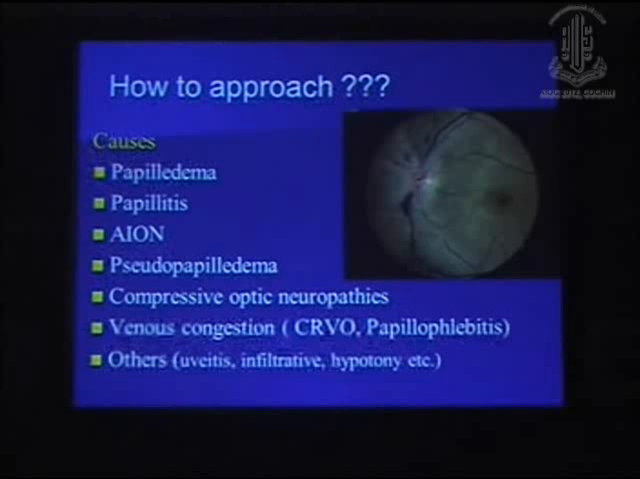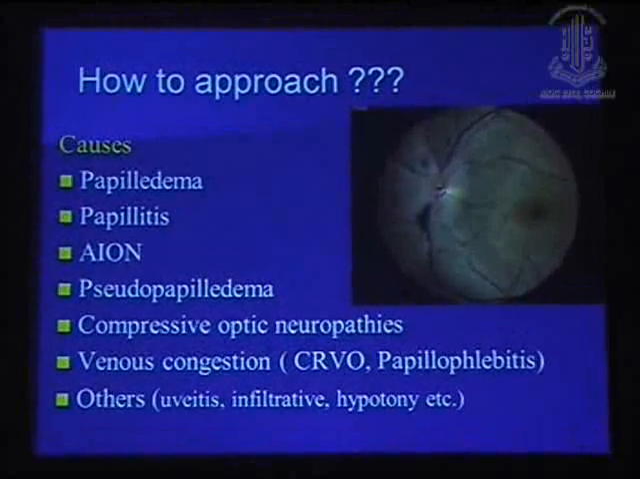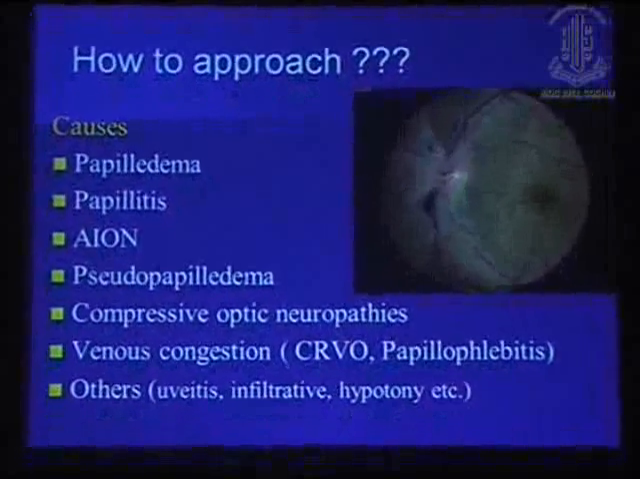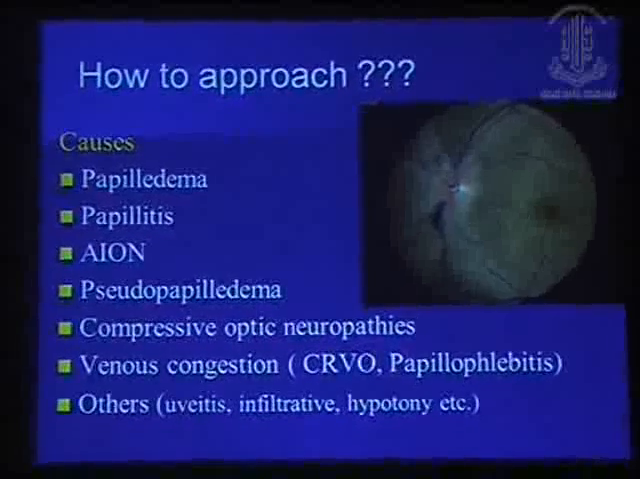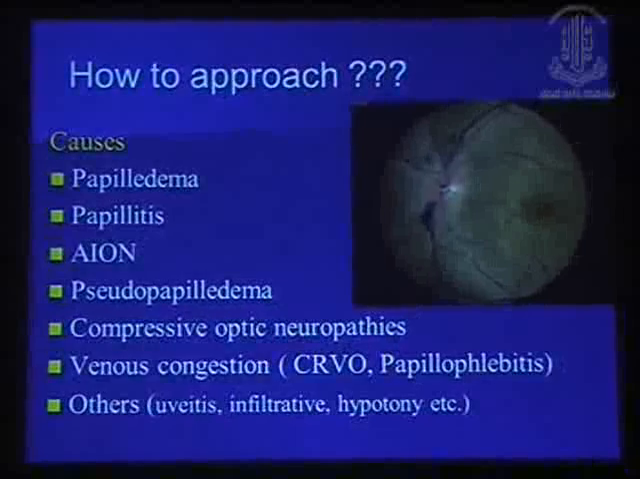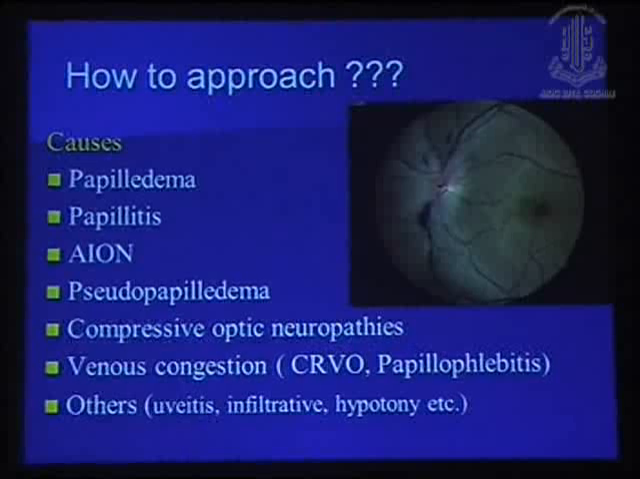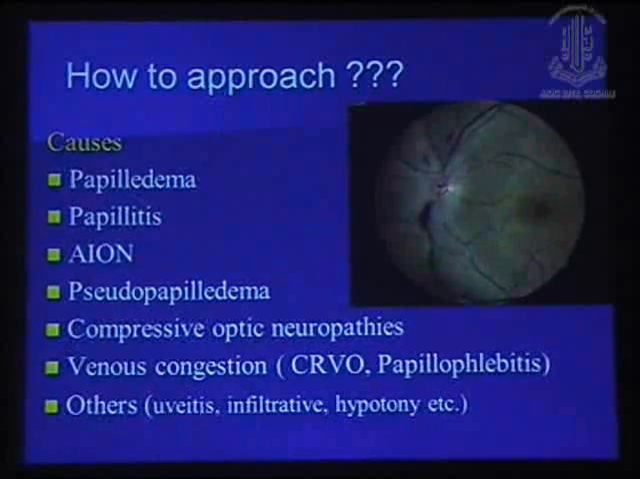Patient. So we'll just start off with disc edema. And the important thing is to know what are the basic causes of disc edema before we can start looking at the causes and how to approach and shorten your list of possibilities, like papilledema, papillitis, ischemic optic neuropathy, pseudopapilledema, compressive neuropathies, venous congestion because of CRVO or papillophlebitis, and others which often get misdiagnosed as disc edema or neuroretinitis, which would be of uveitis or infiltrative or other causes, including hypotony.